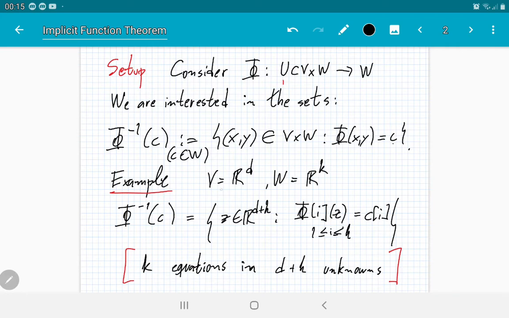So assume temporarily that V is R^d and W is R^k. So this Cartesian product, you can very easily convince yourself that it's like R^(d+k). And what you're looking at is, okay, phi has k coordinates, right? That takes values in R^k. So each one of these coordinates is a function of these d+k variables z. And I'm setting here an equation. So this is the ith equation. Say the ith coordinate of phi computed at z should be equal to the ith coordinate of c. So it's just a list of k equations in d+k unknowns, right? Which are the coordinates of z.